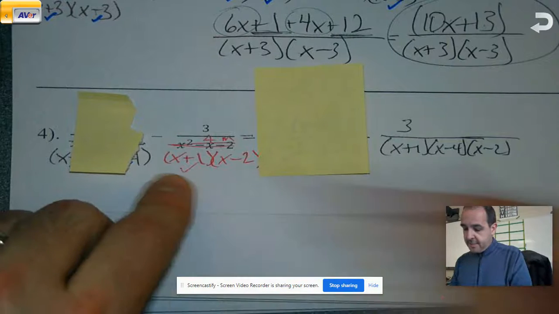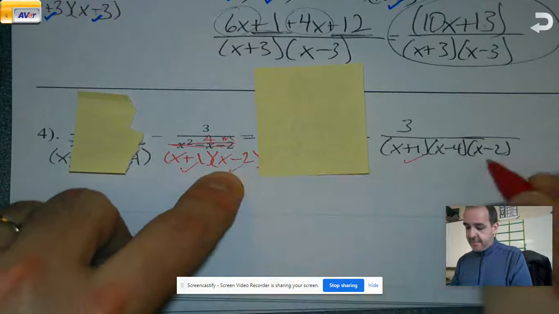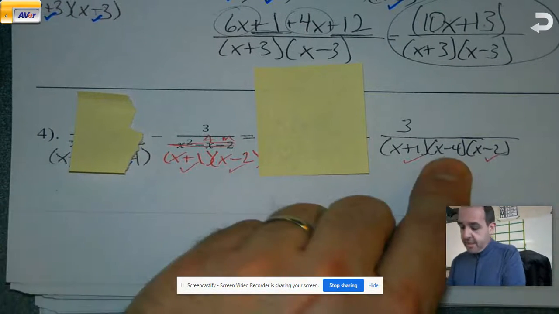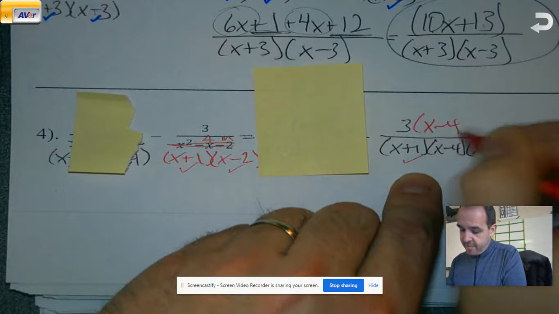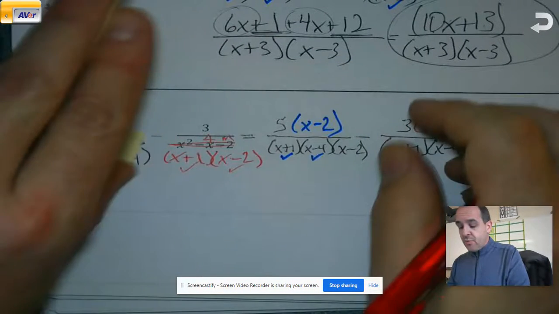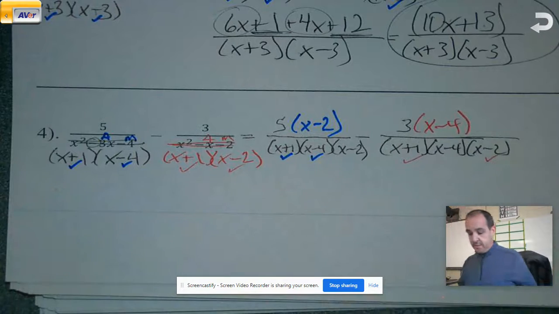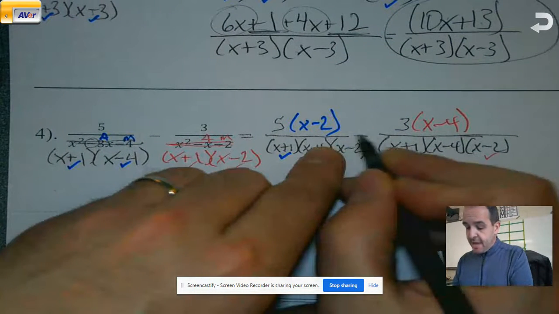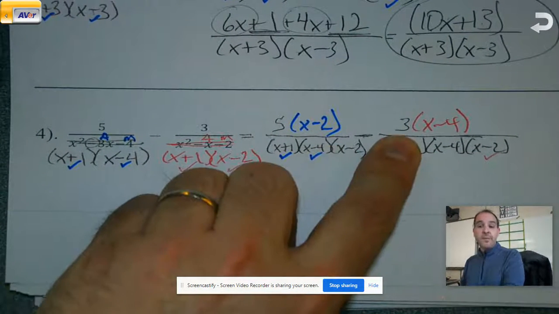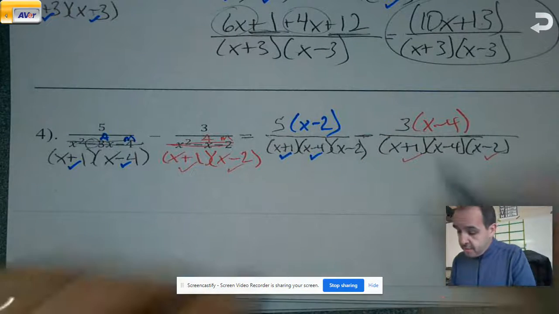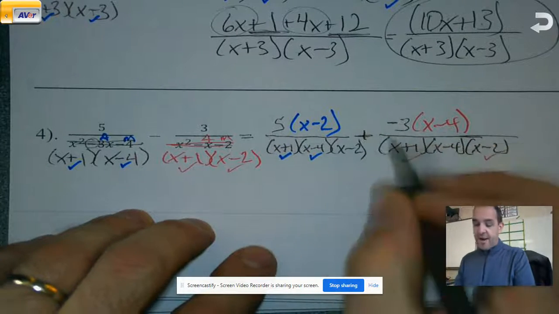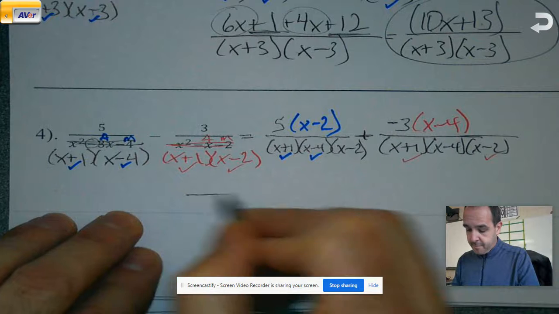Okay, 3. I got the x plus 1. I got the x minus 2. I don't have this x minus 4. And as we've run into in other situations, if it's a minus in the middle and you see there's distributing to be done, again, personal preference, I like to put the negative right on there so I don't forget it.